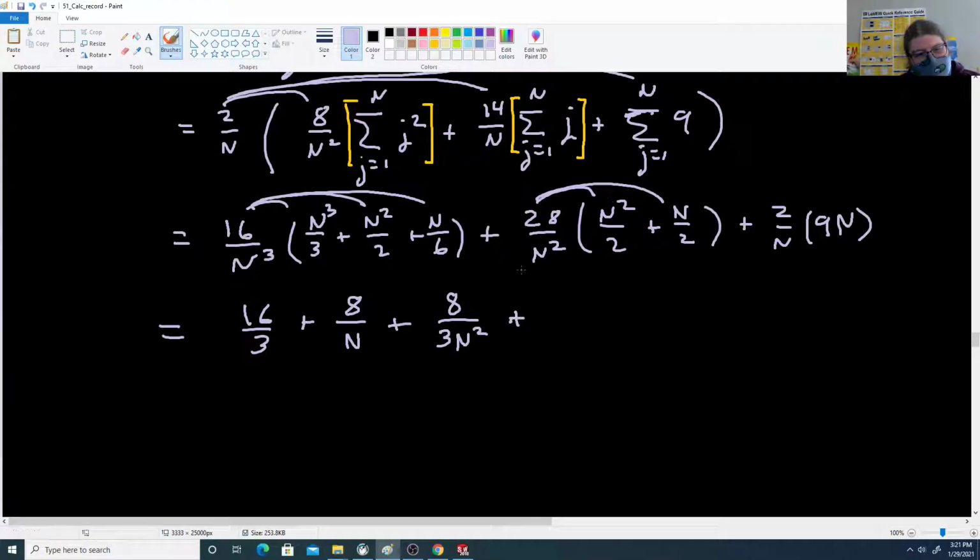Add to it, the n squareds completely cancel. You get 28 cut in half. 28 cut in half is 14. Out here, one of the n's cancel. The second one is still downstairs. 2 cancels into 28 to give you 14 over n. And then out here, the n down here cancels with the n up there, and you just get plus 18.